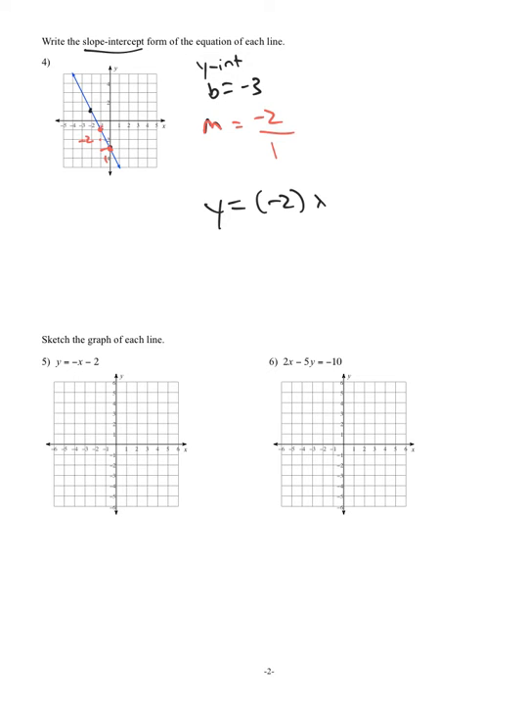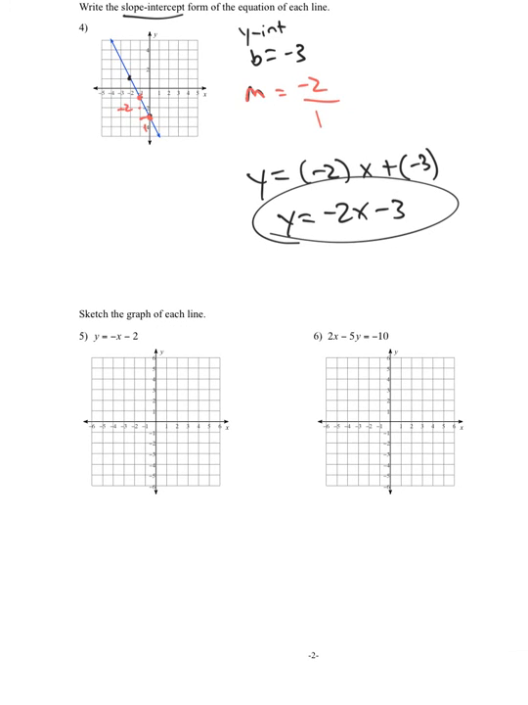And then, so mx plus b, b is -3. So y equals -2x minus 3 then. That's our equation in slope-intercept form. Guys, sorry for that error.